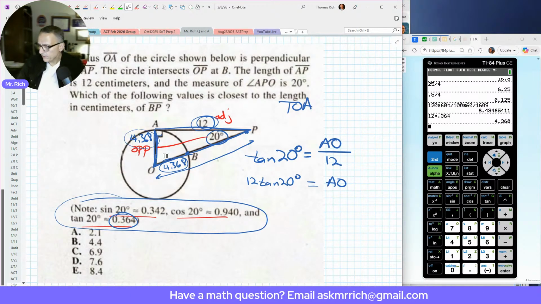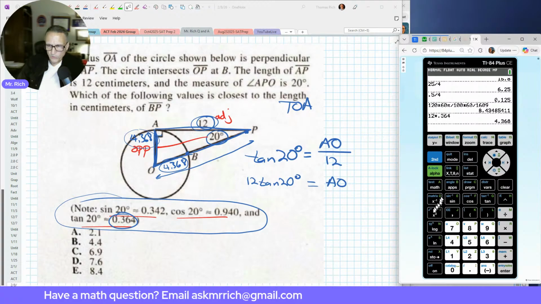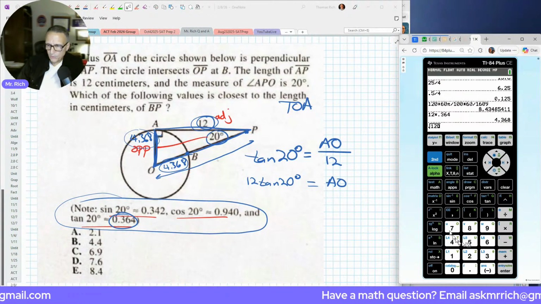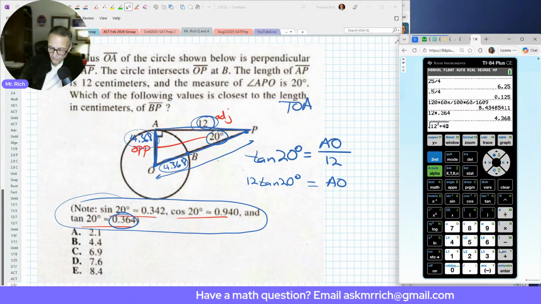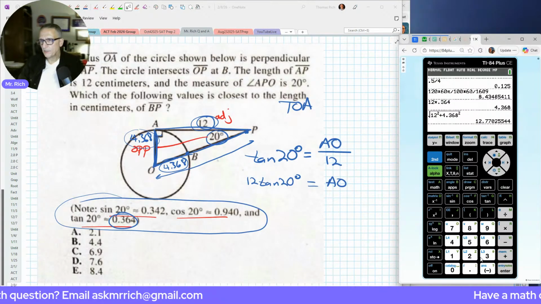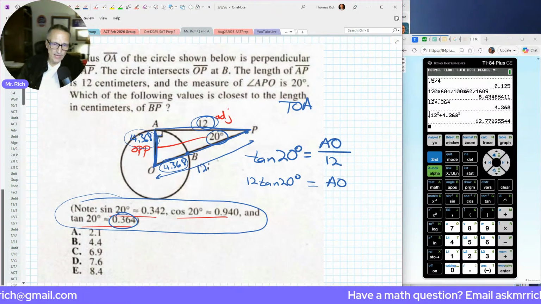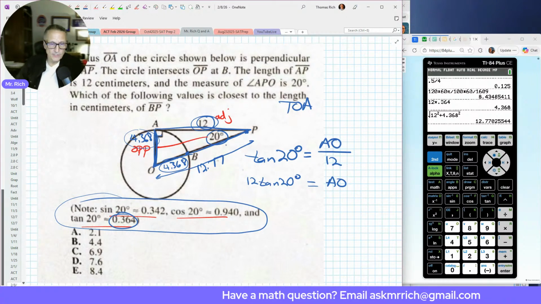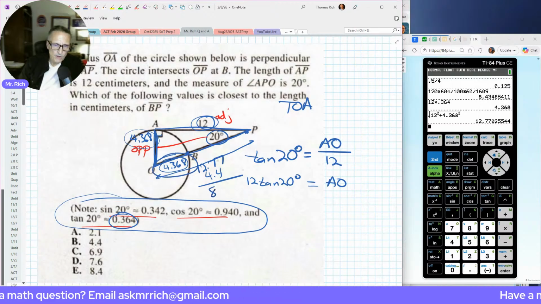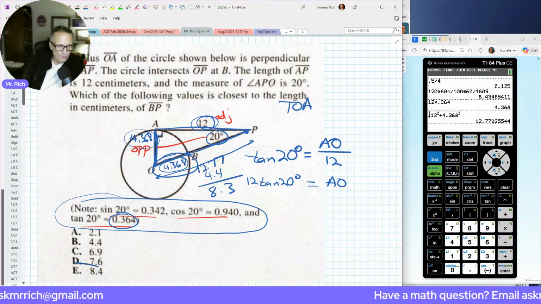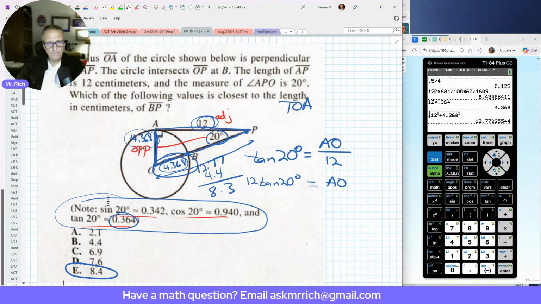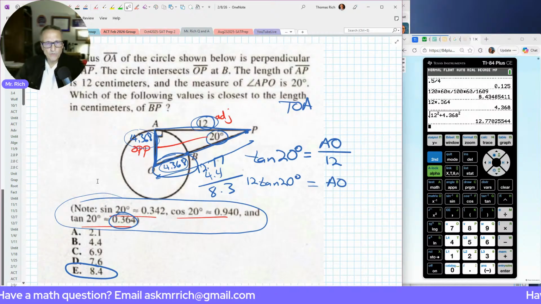So I'm going to go to my calculator, and I'm going to go ahead and put a square root on here. And then I'm going to add the two squares of those legs, 12 squared plus 4.368 squared. And that is going to give me 12.77, right? So that hypotenuse is 12.77. If I take away the 4.4, rounding that to 4.4, I'm getting about 8.3 or 8.4. So E is going to be my answer right there. Okay, so that's just using right angle trigonometry to solve a right triangle.